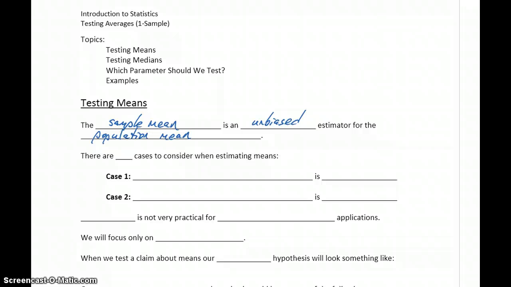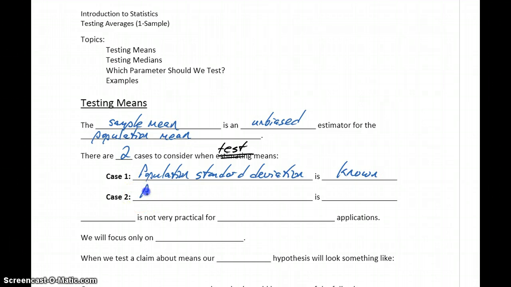Whenever we test claims about means, there are two different cases to consider. And that still says estimating, that should say test. So there are two cases to consider whenever we test means. The first case is when the population standard deviation is known. So we have that value or are provided with that value. The second case is when the population standard deviation is unknown.